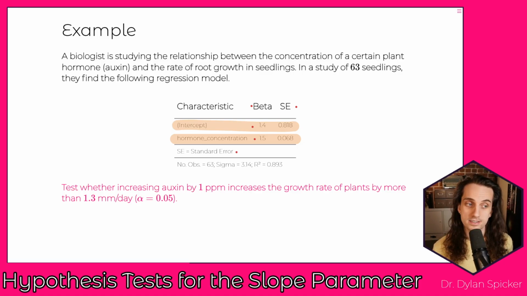SE stands for this standard error here. So SE is going to be 0.818 for the intercept and 0.068 for the hormone concentration. We're given some extra information. So the number of observations is 63. We didn't actually need to be told this. We're told that the estimated MSE is going to be 3.14.